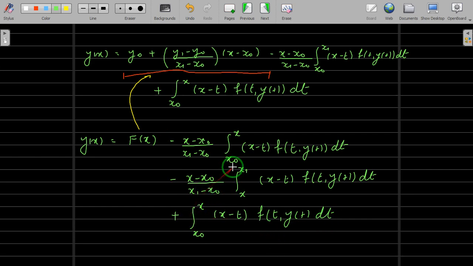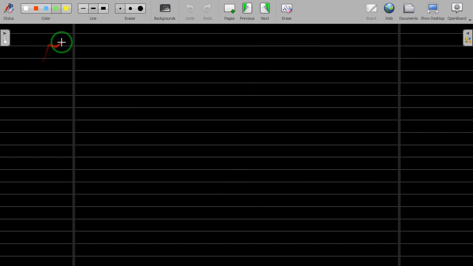Now what you do is, this integral and this integral are almost the same, so you write these two in the same notation. So let me use another page. So that will be, or this implies, y of x is equal to, is there a lag?